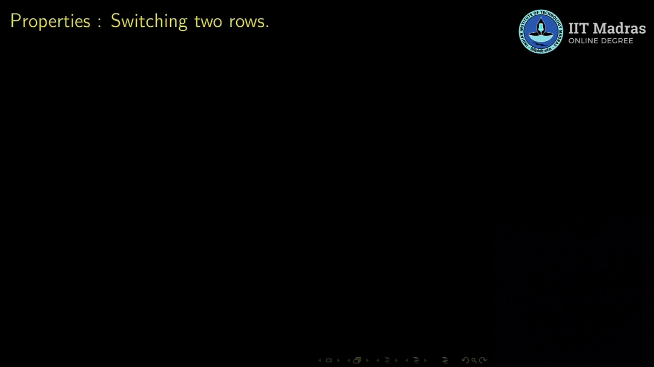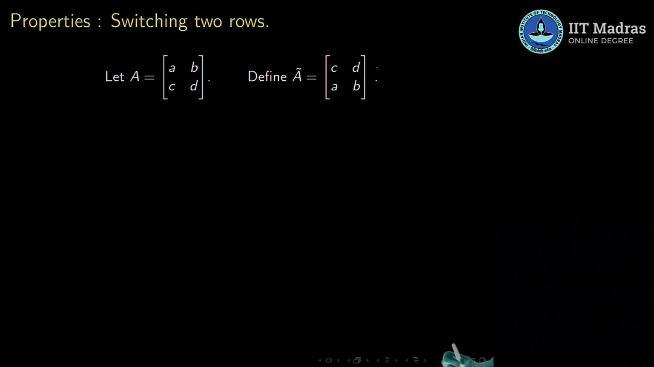Let us look at some properties of the determinant. So, let us see what happens if we switch two rows. Okay. What does that mean? So, here is A, which is A, B, C, D. Let us define A tilde by switching the first and the second row. Okay. So, what happened in A tilde? You swapped the first and the second row. Yeah. So, C D came first and then A B was next. Okay. So, that is A tilde. So, we have switched two rows.